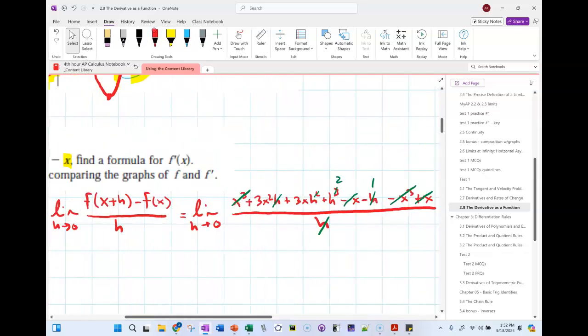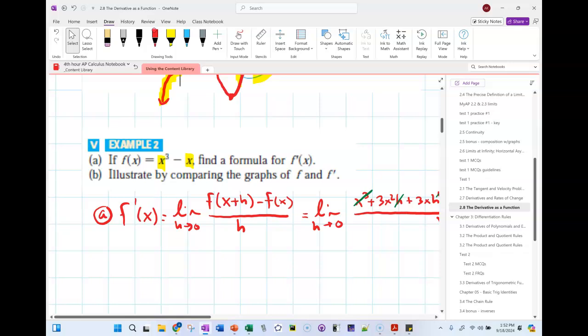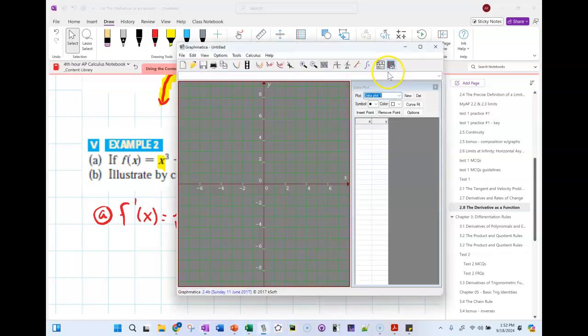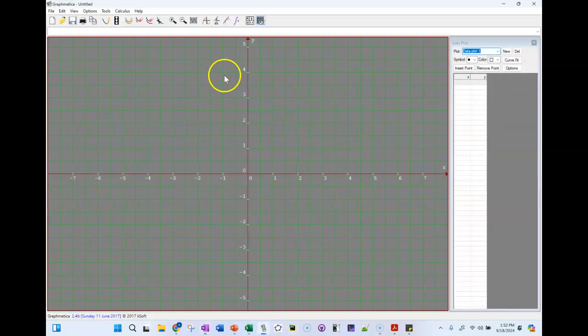Okay. Part B then said, illustrate by comparing the graphs of f and f prime. Well, I'm going to use this piece of graphing software here rather than my calculator because it gives me a little bit better picture, certainly bigger one. So the red is my f. That's x cubed minus x.